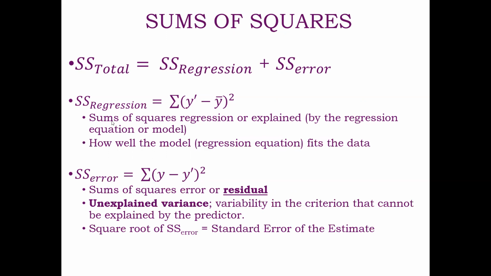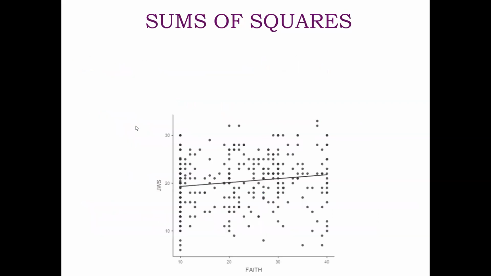Anyway, so let's look at this in a bit more detail. Sums of squares regression is just the difference between the predicted value of y, so the regression equation, and the mean of y, squared, okay?